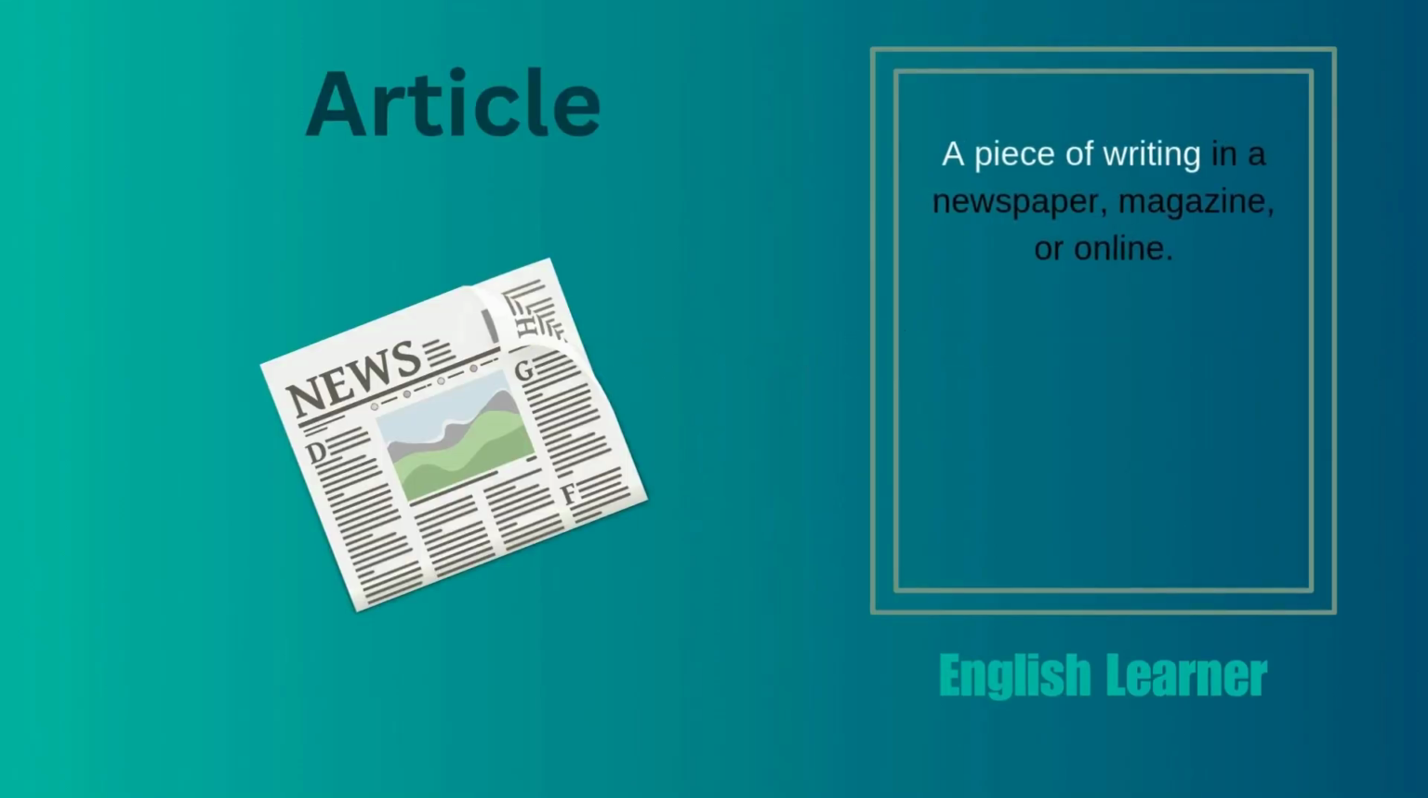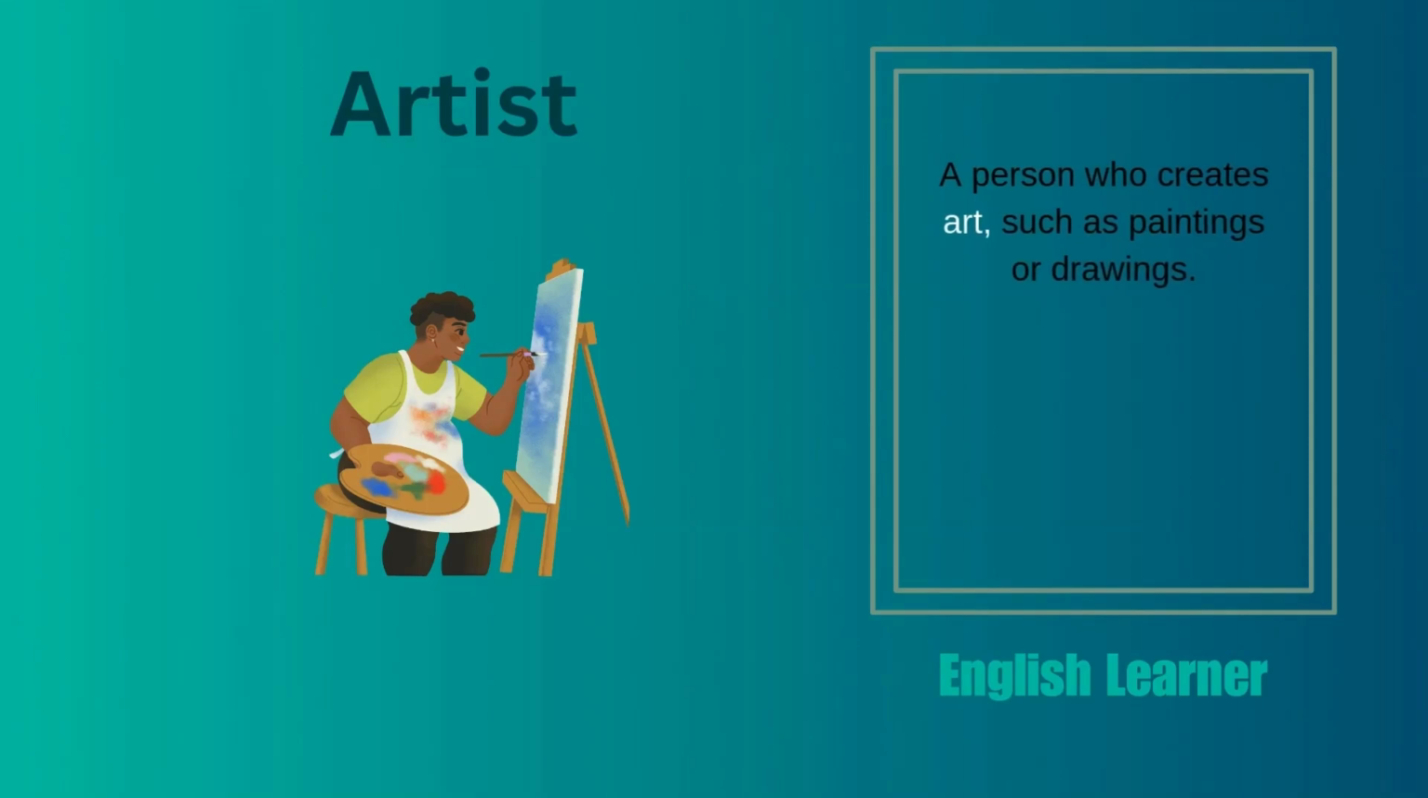Article. A piece of writing in a newspaper, magazine, or online. Example. I read an article about space travel. Artist. A person who creates art, such as paintings or drawings. Example. The artist painted a beautiful picture of the sunset.